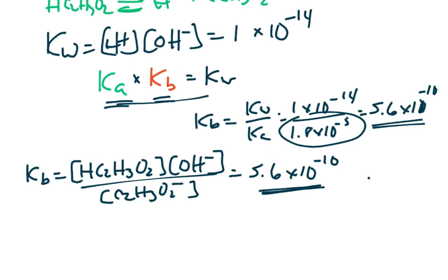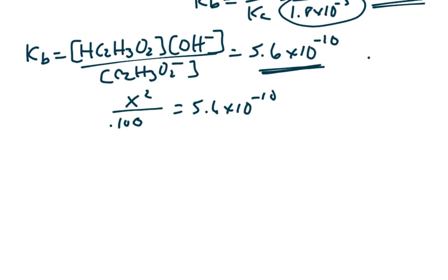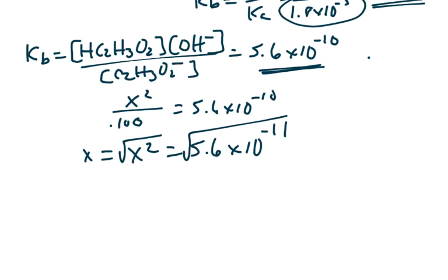Okay, we're saying from our icebox, this is equal to x, and the other part's equal to x, so it's x squared. And with our assumption, this is 0.100, and that equals 5.6 times 10 to the negative 10, which means x squared is equal to 5.6 times 10 to the negative 11. I don't want x squared, I want x, so I'm going to take the square root of both sides, and I need to remind myself that that x is my OH minus concentration.